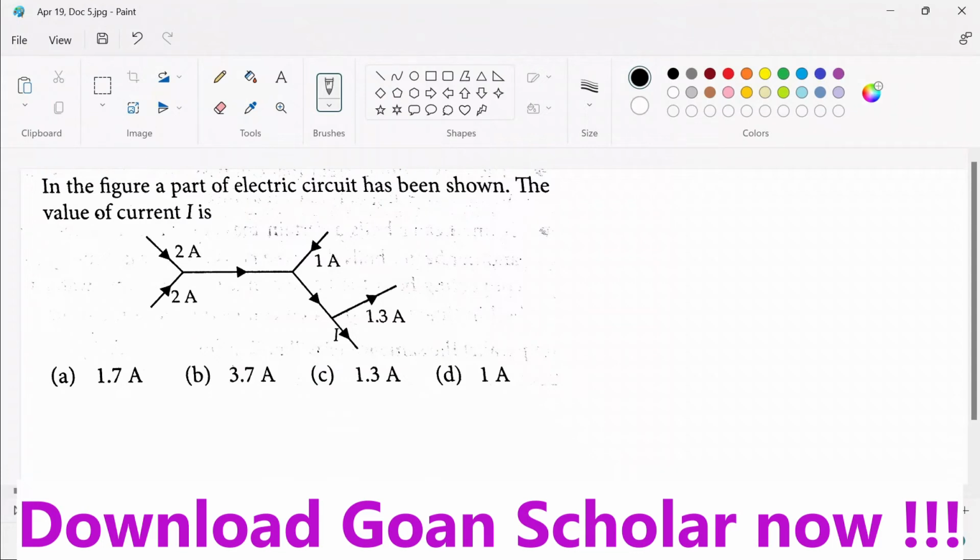You have to find the value of current I. Let's start from the left side of this. Each point is treated as a junction. So this is one junction here, this is another junction over here, and this is the next junction over here. Let's call this junction A, junction B, and C.